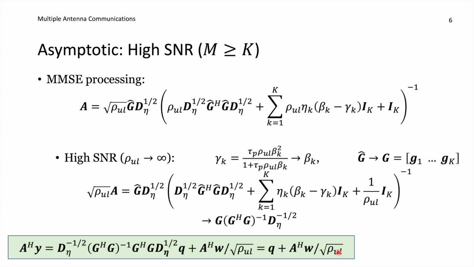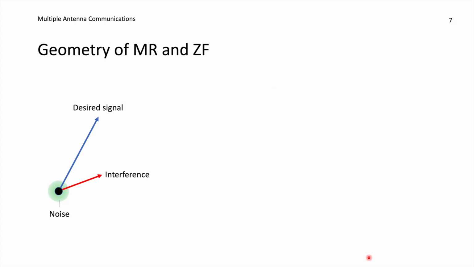So at high SNR, what we are getting is precisely what I called zero forcing earlier, a method that is cancelling out all interference by creating a pseudo inverse to the channel matrix, and then at high SNR eventually also the noise is disappearing. Let me explain the geometry of maximum ratio processing and zero forcing.